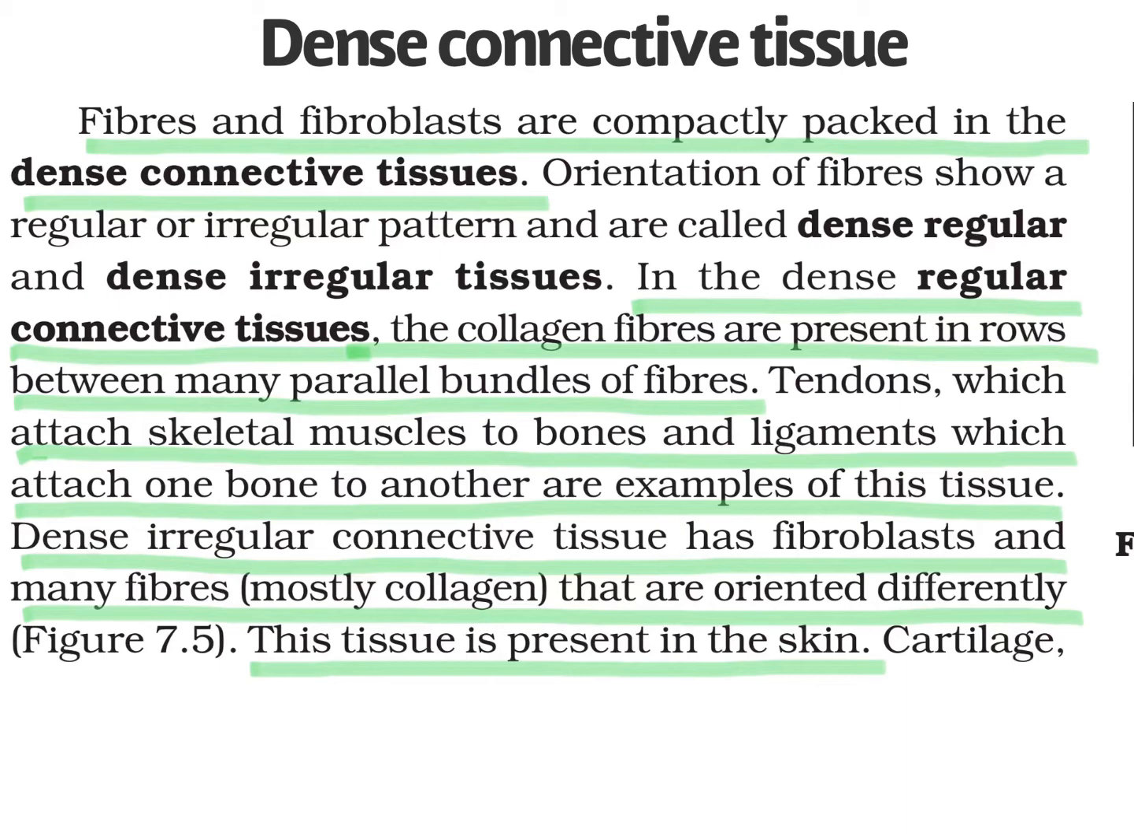In dense regular connective tissue, the collagen fibers are present in rows between many parallel bundles of fibers. The tendons which attach skeletal muscles to bones and the ligaments which attach one bone to another are examples of this tissue. Dense irregular connective tissue has fibroblasts and many fibers, mostly made up of collagen fibers, and they are oriented differently, as shown in the figure. I will show you later on.